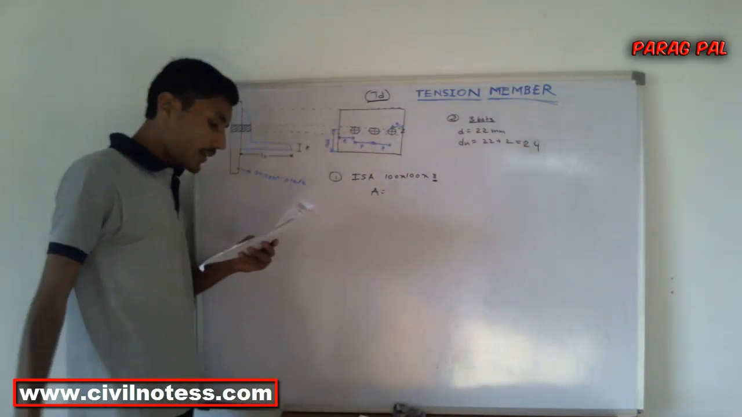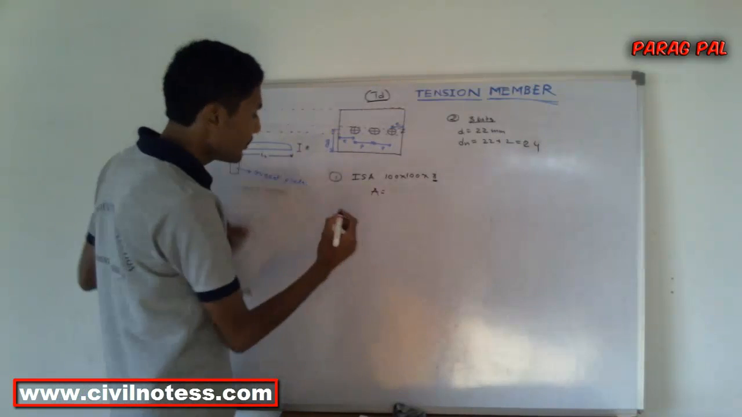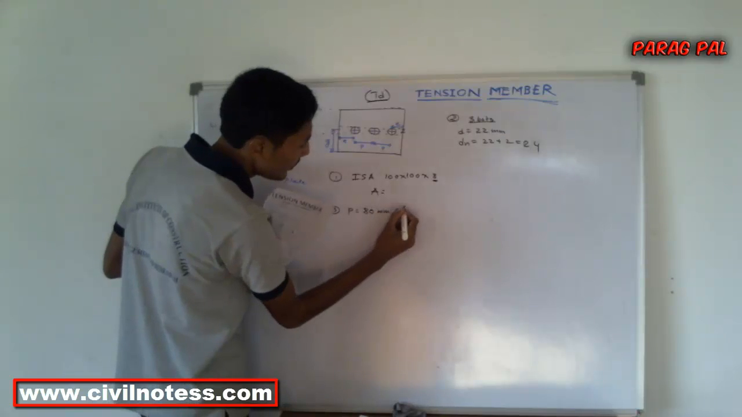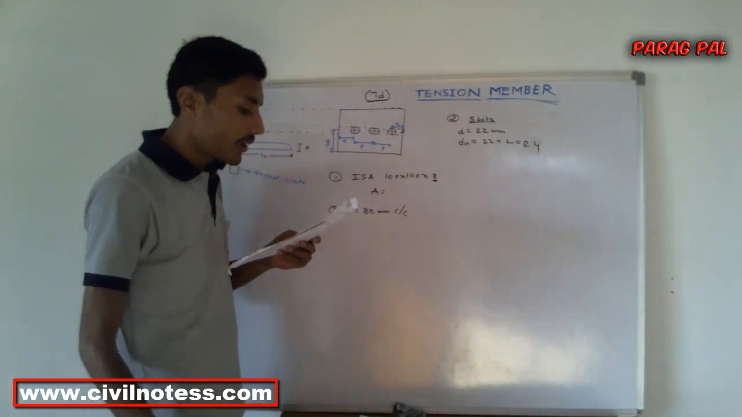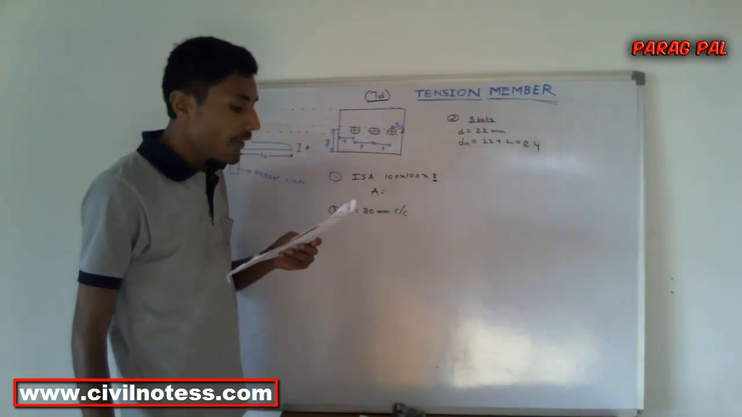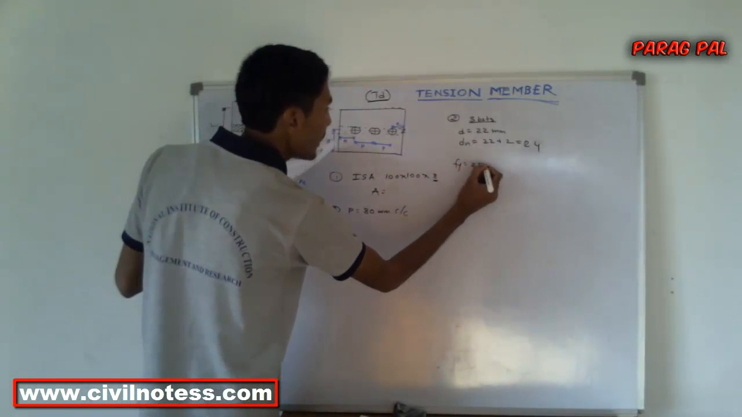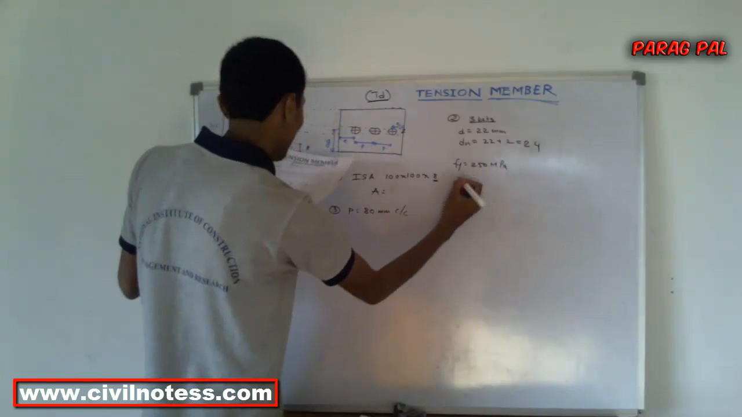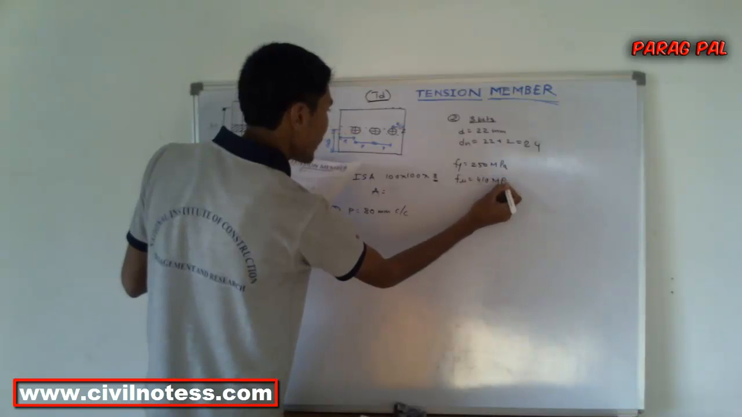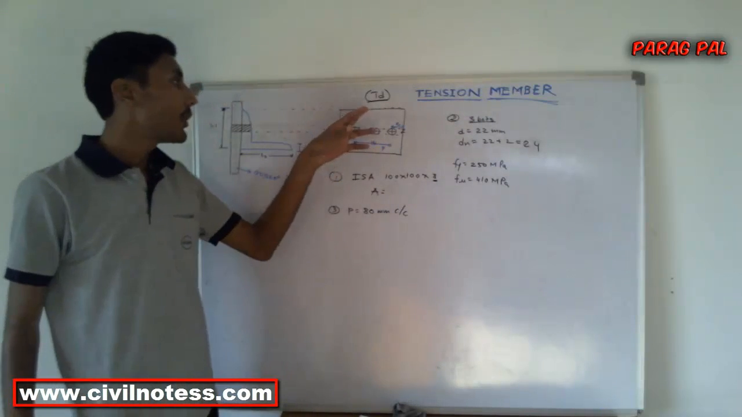Okay, the pitch of 80 mm center to center is given to you. Pitch equals 80 mm center to center, this is the distance actually. By means of a pitch of 80 mm center to center in one line, Fy equals 250 megapascal, and Fu equals 410. Okay, so these are the values given to us, and by using these values we are going to determine the TD.